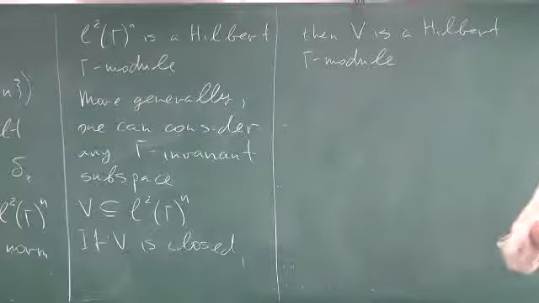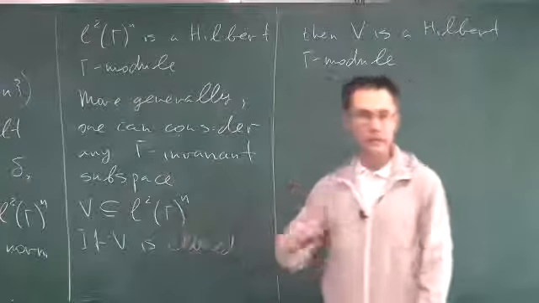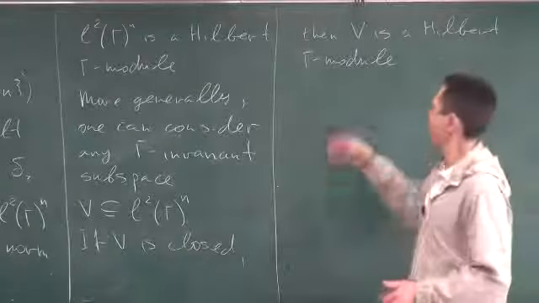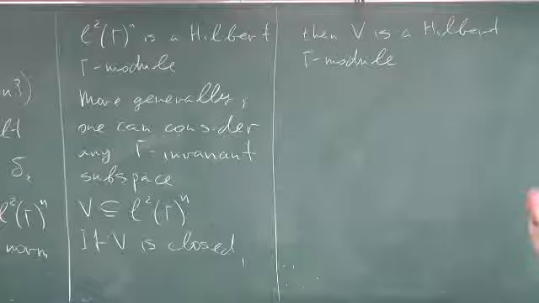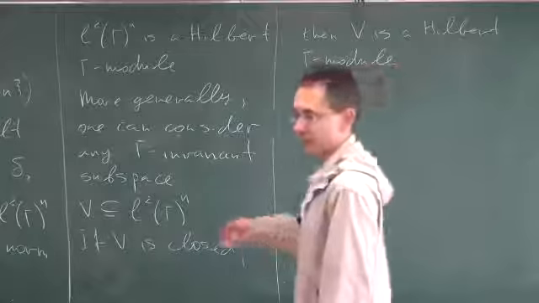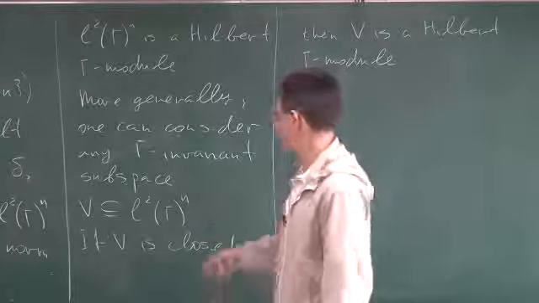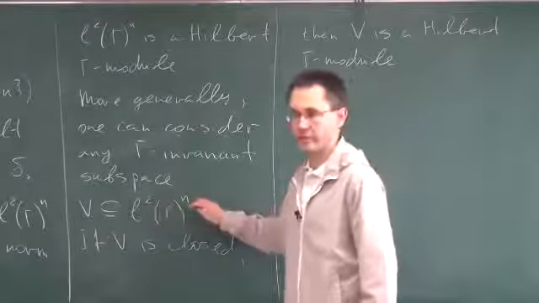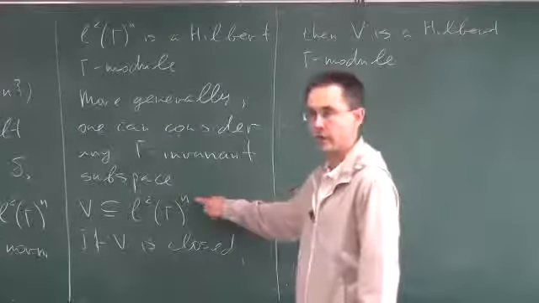So instead of giving a general abstract definition, one could say, okay, just take L2 of gamma to the power n and take any gamma invariant and closed subspace in it. This is our definition of a Hilbert gamma module. What I'm saying is that for what I needed for this course, we can assume always that this is a finite number n. More generally, yes, you could take infinite powers here.